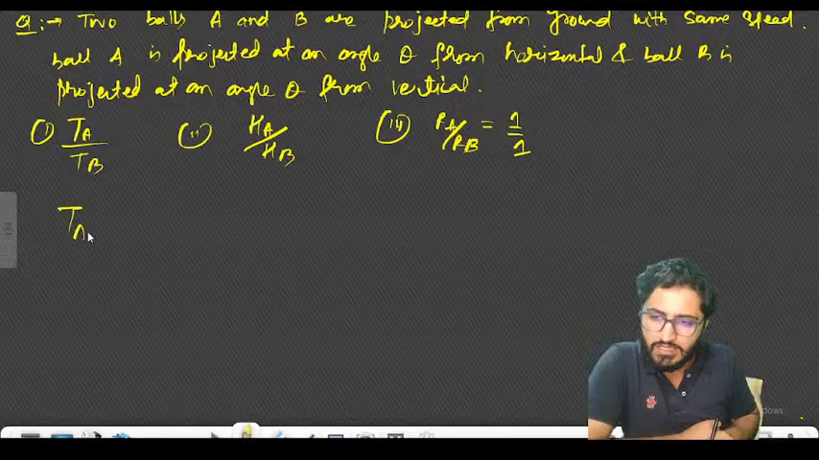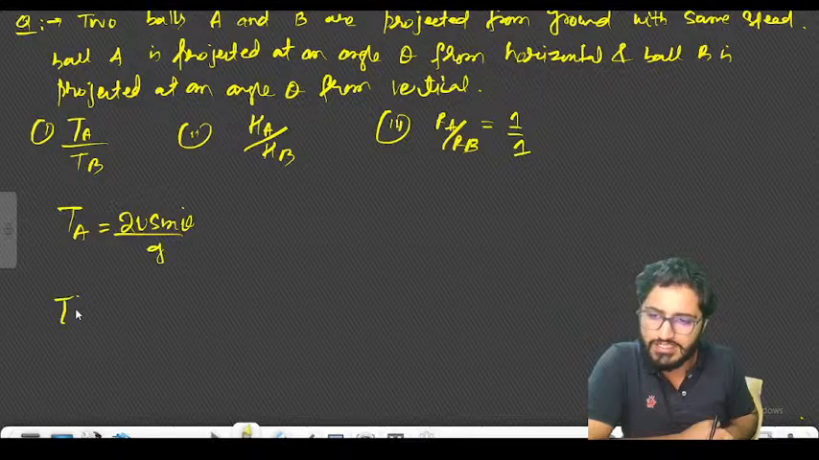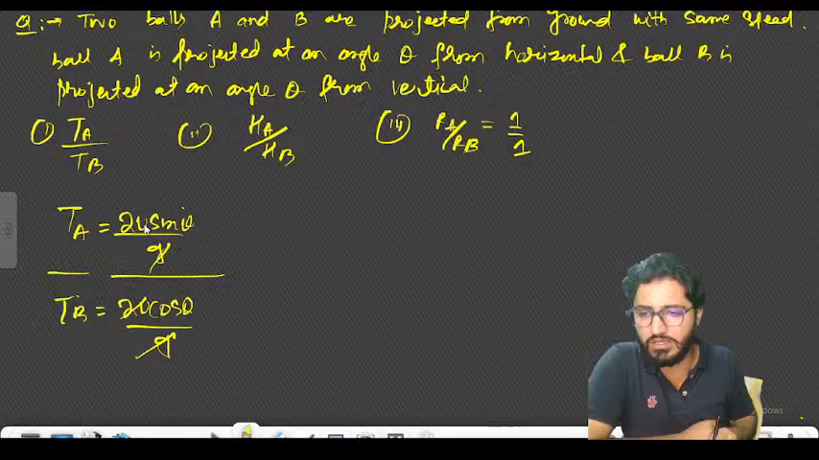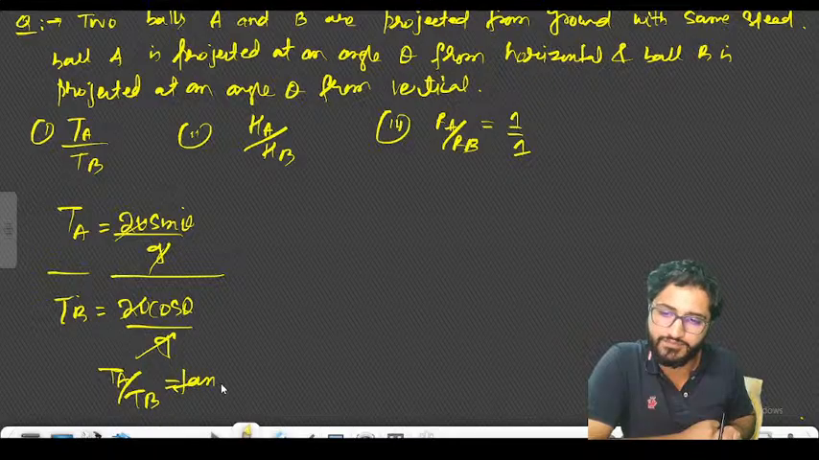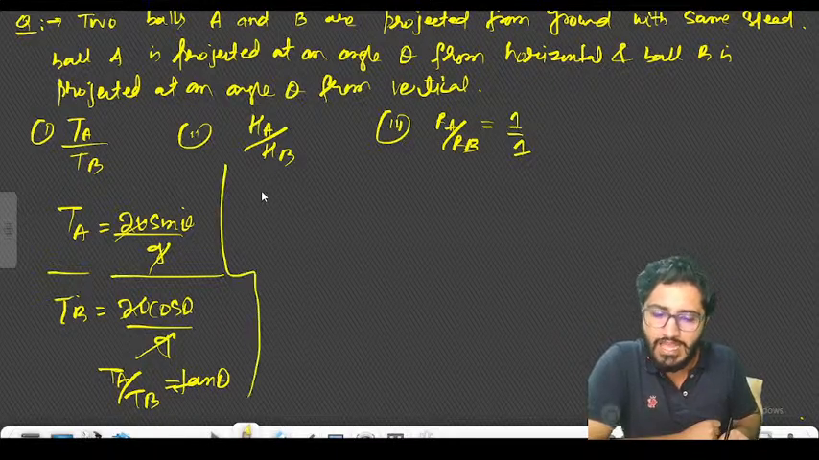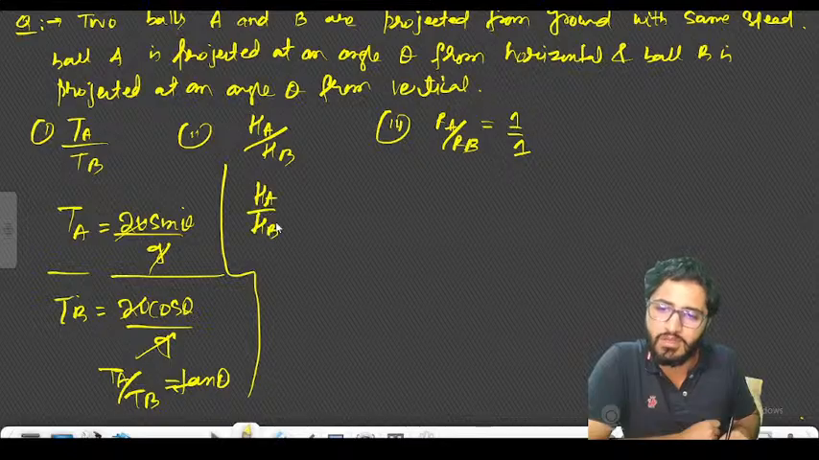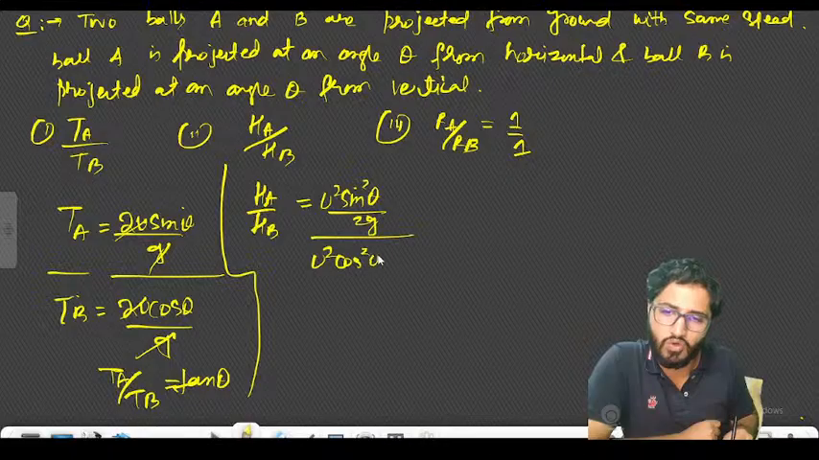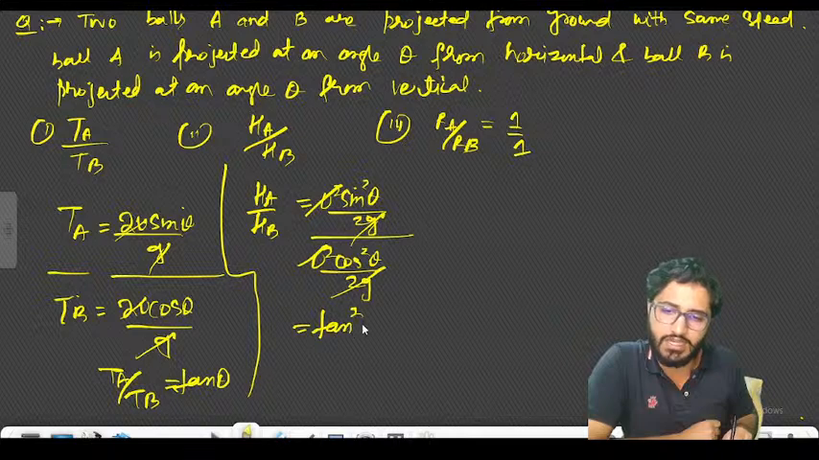Now what is time? TA is 2u sin theta by g for the first one. What is TB? It will be 2u cos theta by g. Let us take the ratio of these two things. So they cancel out, and TA by TB is equal to tan theta. HA by HB is u square sin square theta divided by 2g, divided by u square cos square theta divided by 2g. Cancel out. So my answer is tan square theta.